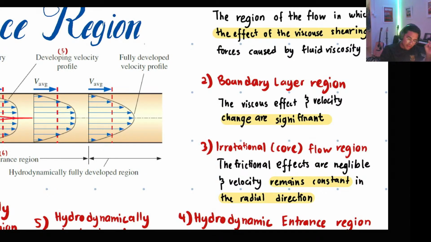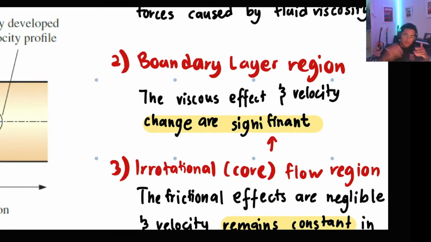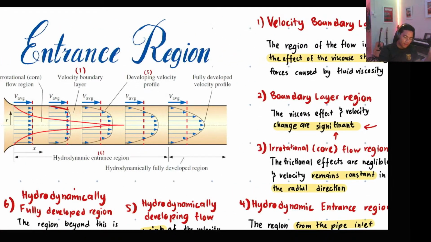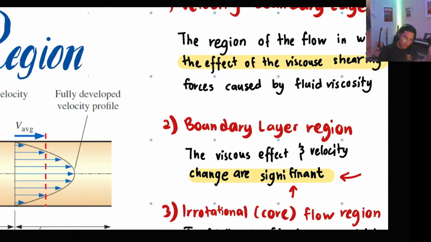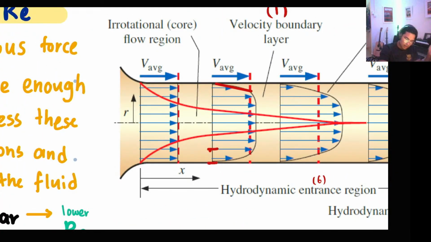In the boundary layer region, the viscous effects and velocity change are significant. What does significant mean? Significant means the change will be big. Insignificant means the change will be small and will not contribute to changing the overall equation. But if it's significant, it plays a big role. Where is the boundary layer region? The boundary layer region is from here to here.